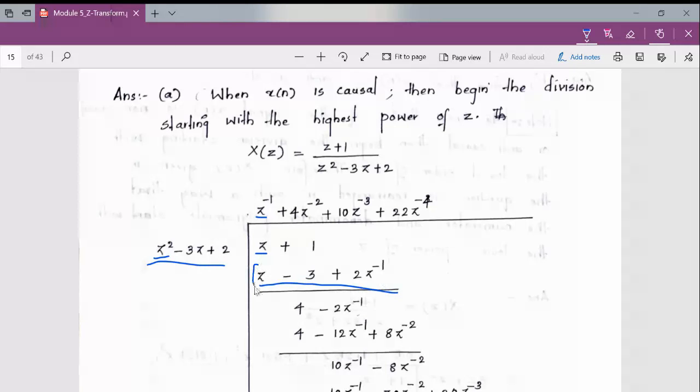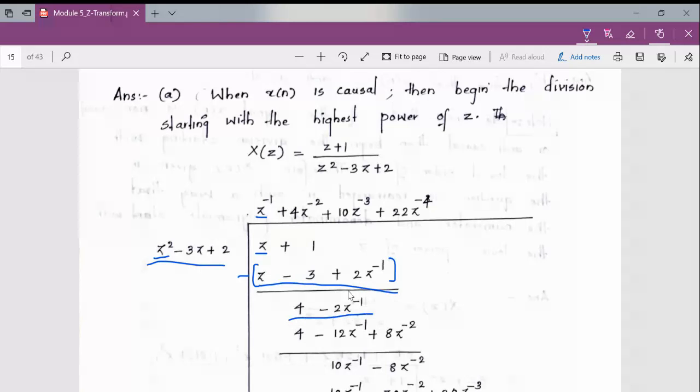We consider this as a single polynomial and perform subtraction. We subtract z minus 3 plus 2z raised to minus 1 from z plus 1. So z minus z is 0. Then the next term is 1 minus minus 3, that is 4. Here there is no term for z raised to minus 1 in the upper polynomial, so we write 2z raised to minus 1, and this minus comes inside, so it becomes minus 2z raised to minus 1. That term comes down like that itself.